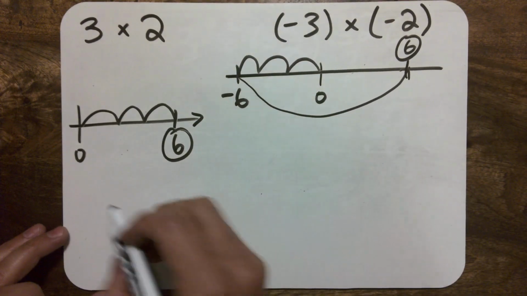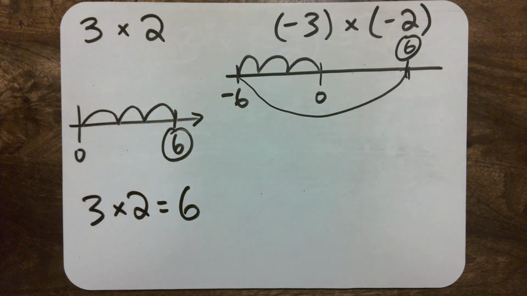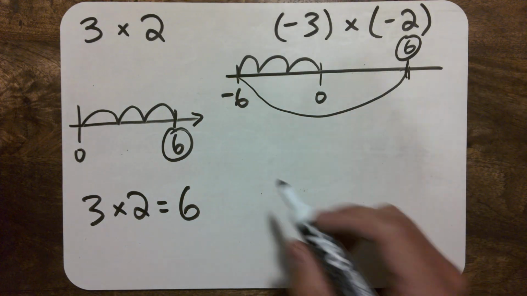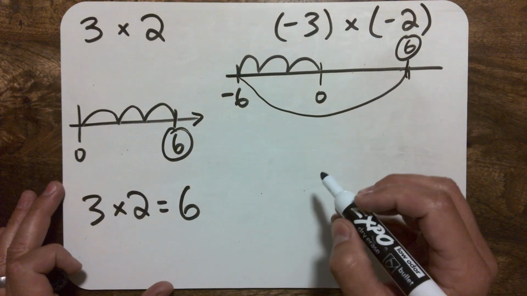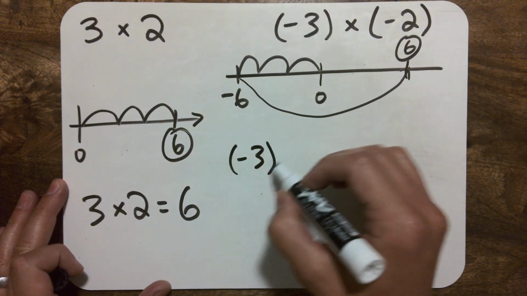And then the abstract model for the 3 times 2 is just 3 times 2 equals 6. Really what we're doing here for this -3 times -2 is kind of the shorthand.